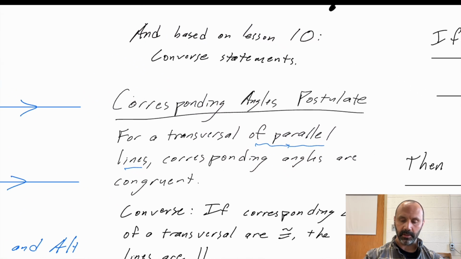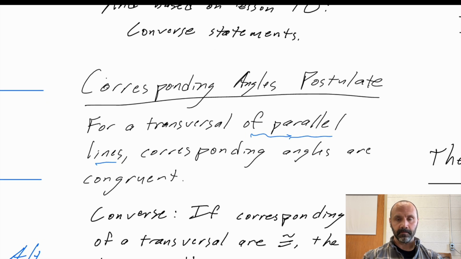Also, in lesson 10, we learned about what are called converse statements. Converse statements are when we switch the if and the then. If we have an if-then statement, then when we switch the if-then, that's the converse, because a con artist likes to switch his identity. The corresponding angles postulate tells us that if we have a transversal of parallel lines, then the corresponding angles are congruent. That's what we were just talking about.